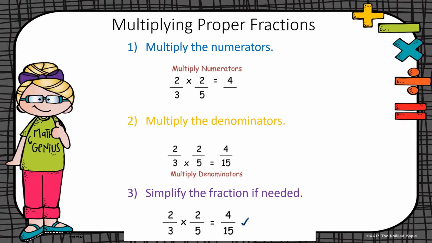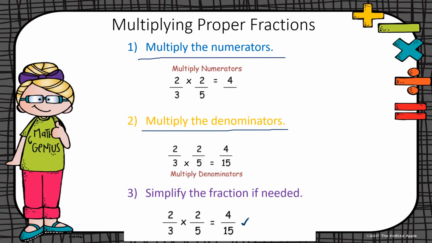In this example here, we see that our first step is to multiply our numerators. In this case, 2 times 2 equals 4. Our second step is to multiply the denominators together. In this example, 3 times 5 equals 15.